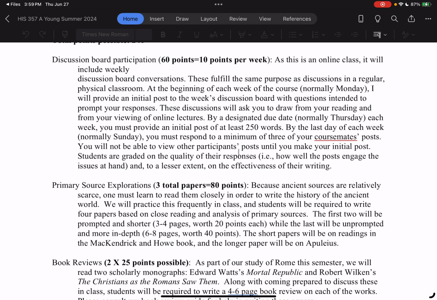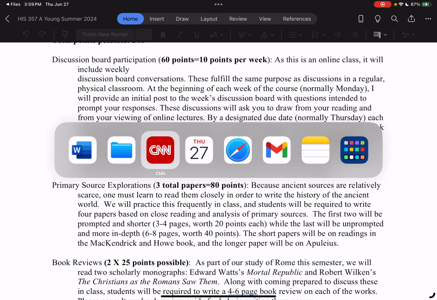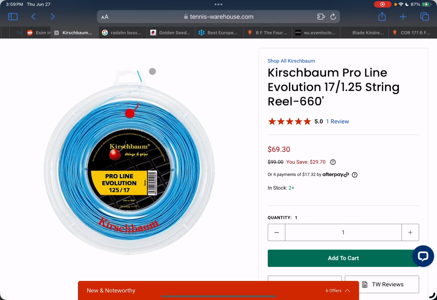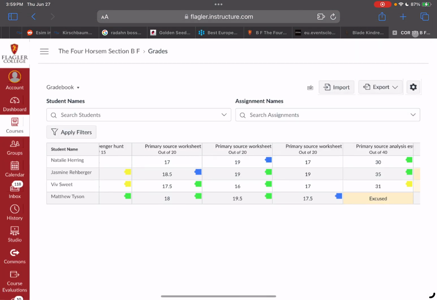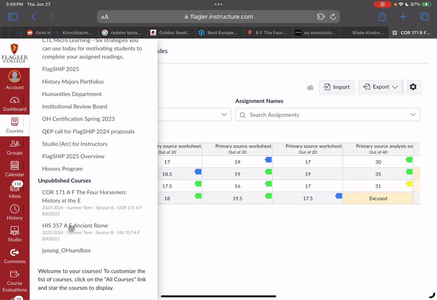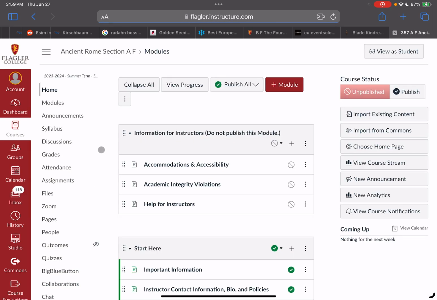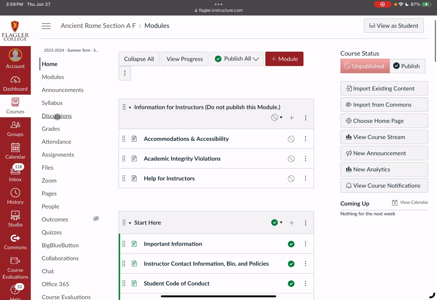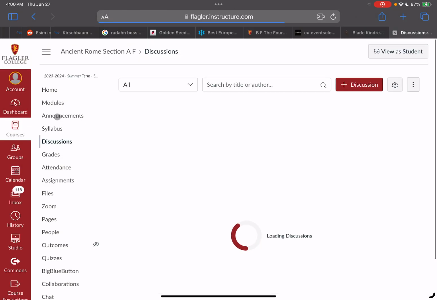What do you do in a post? It's a good question. I hadn't planned to do this, but I've got some things pulled up here, so let me see if I can get to our course. Sorry, I should have done this earlier and had this ready to go.